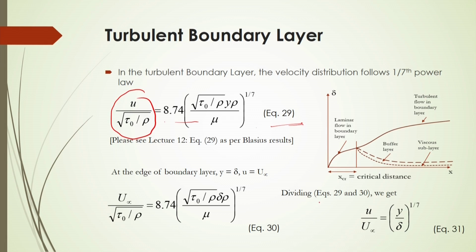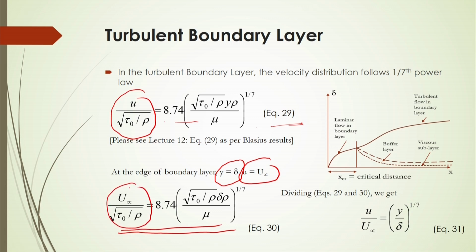Now, at the edge of this boundary layer, if we substitute the boundary layer condition as y is equal to delta, where u is equal to u infinity, then we can get the value given in equation number 30. So, this profile will give you the shear stress equation; even the free stream velocity you can calculate from this equation once you know the friction velocity or shear stress. So, dividing equation number 29 by 30, we get u by u infinity is equal to y by delta to the power 1 by 7.